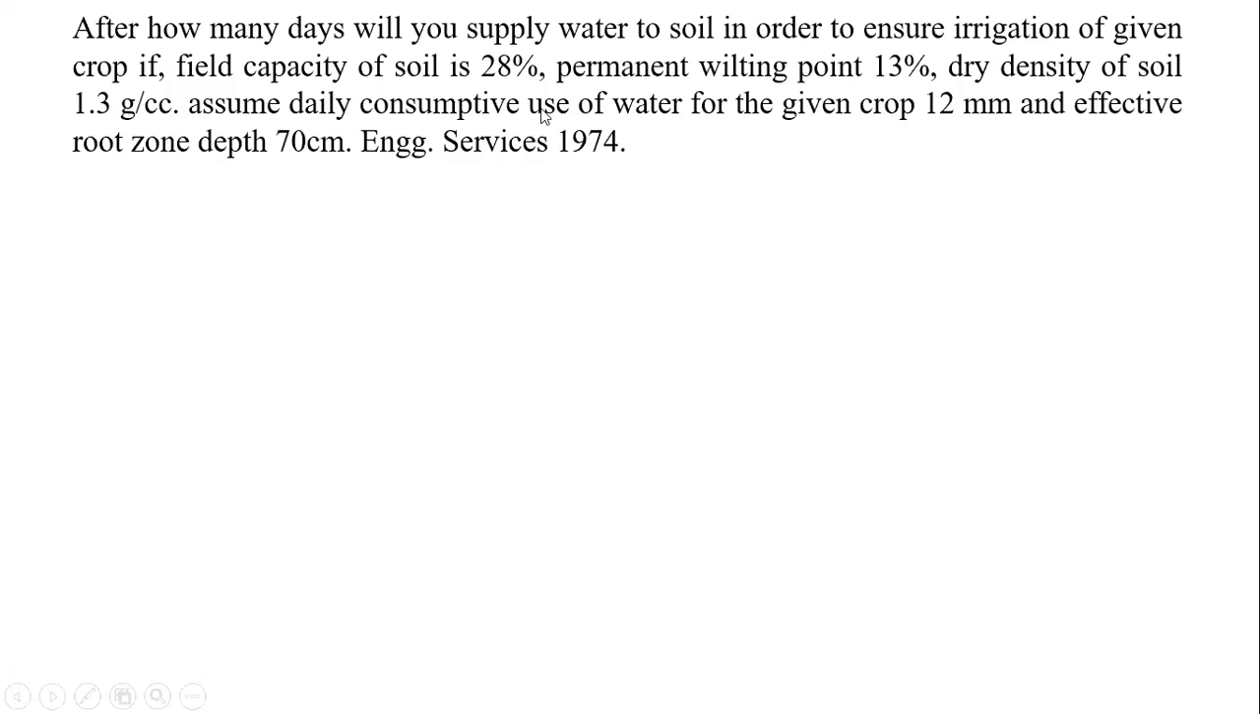That means every day the crop needs 12 millimeter of water. And the effective root zone depth is 70 centimeter, and the depth of the crop's root zone is up to 70 centimeters.